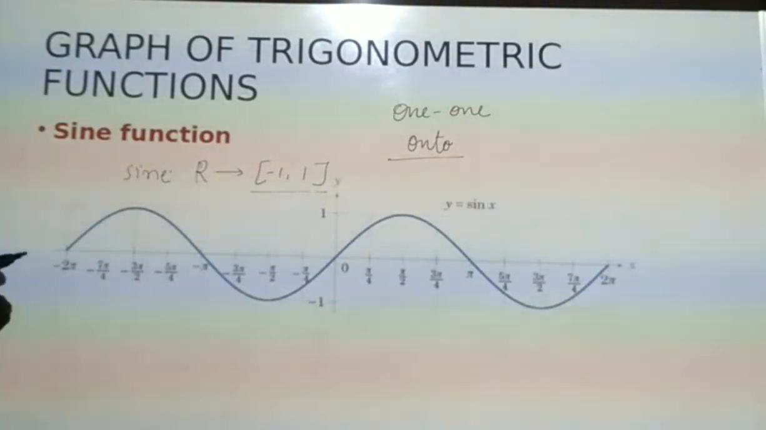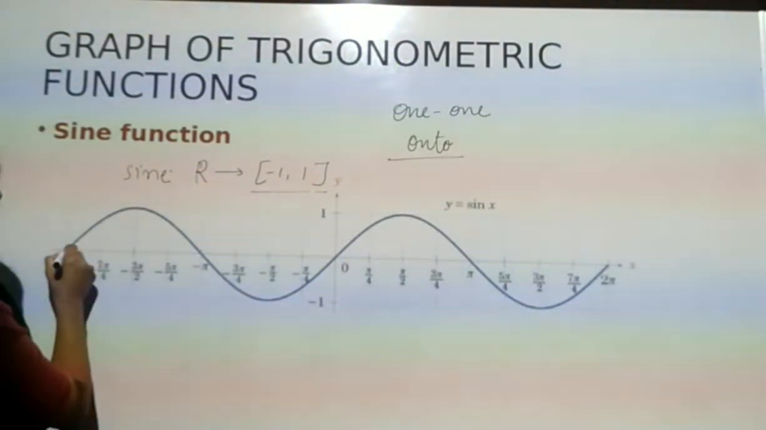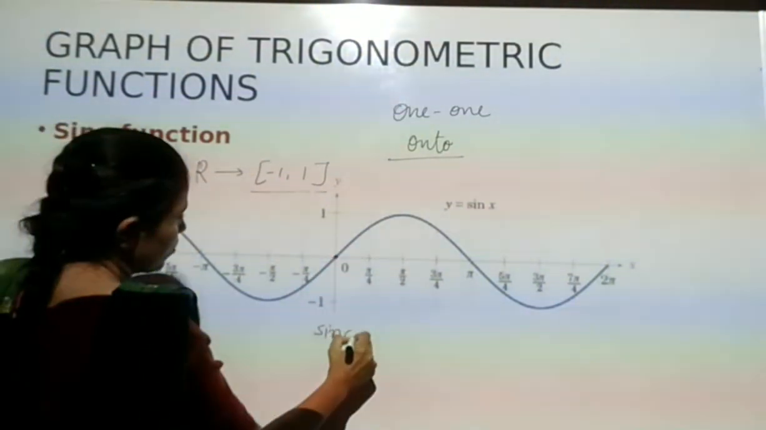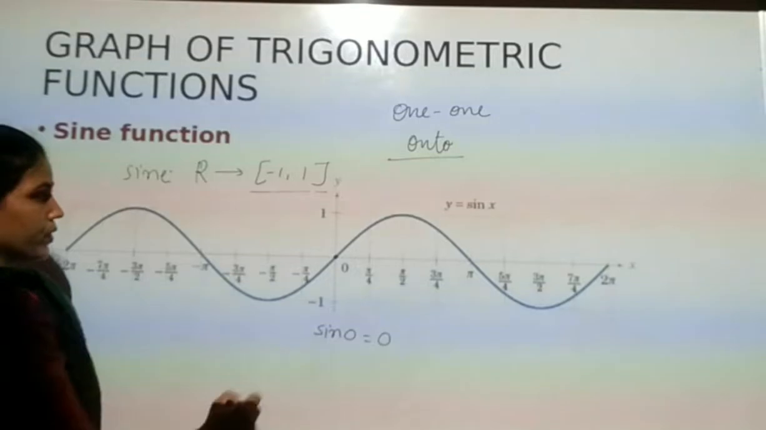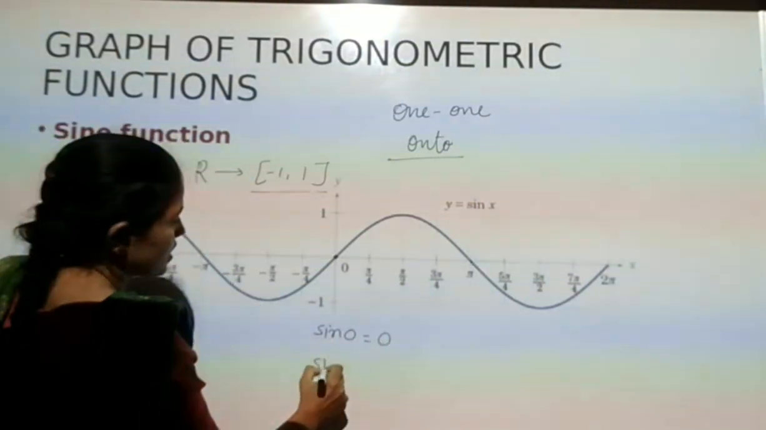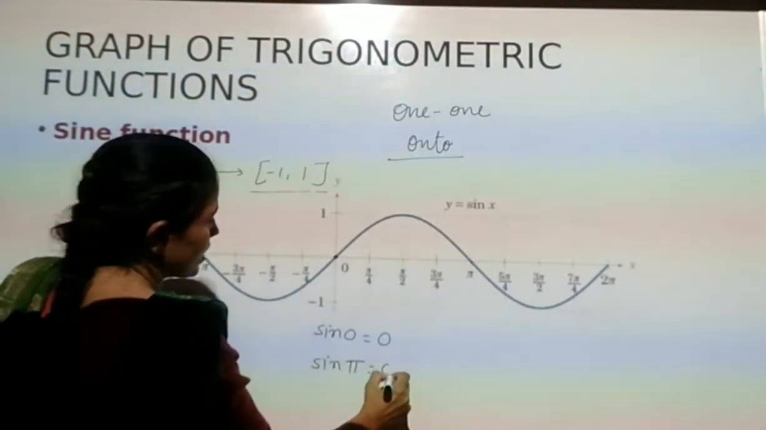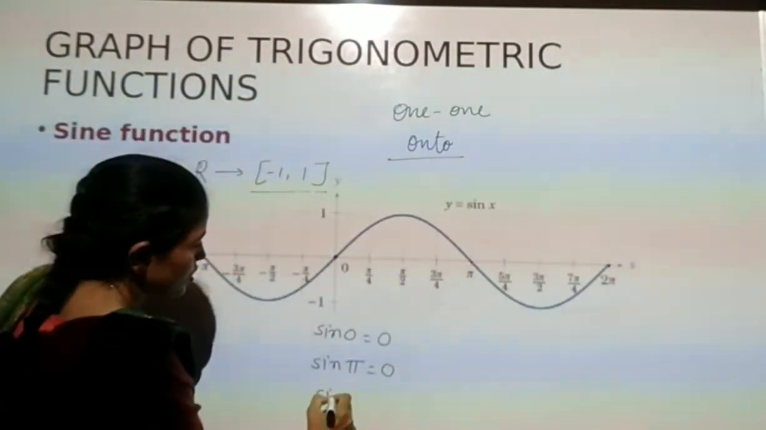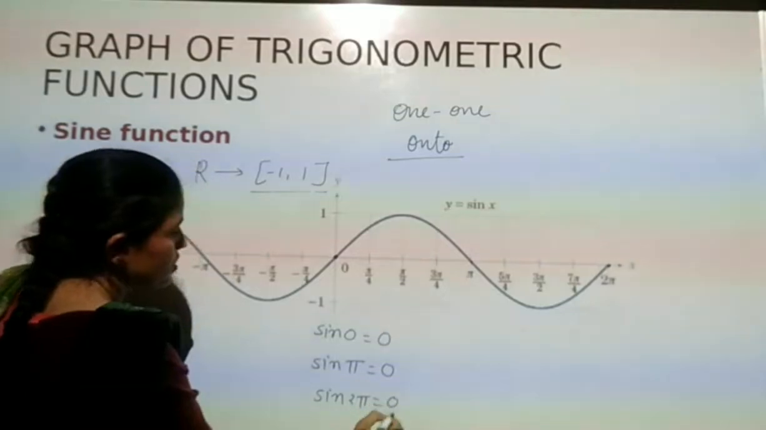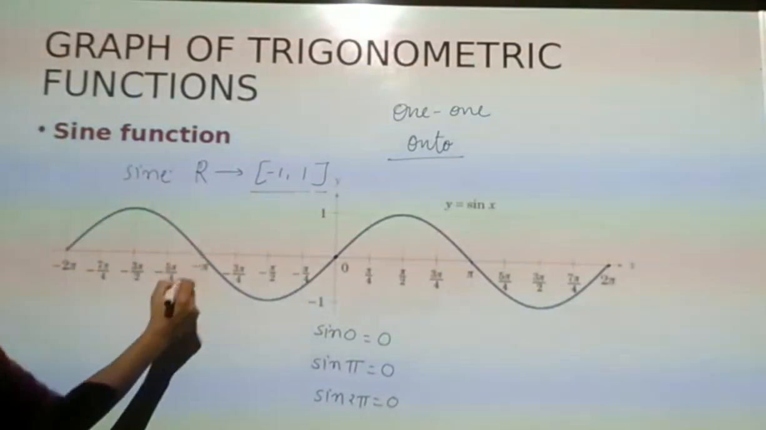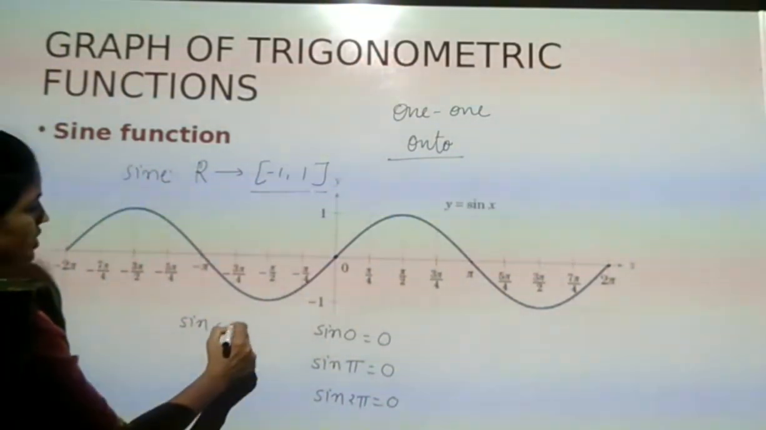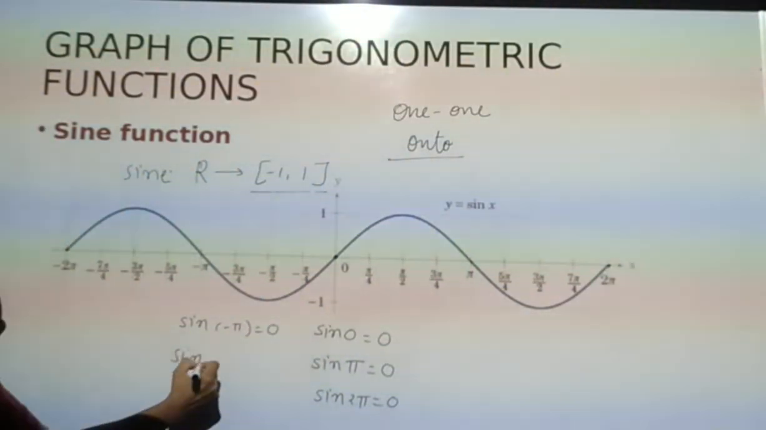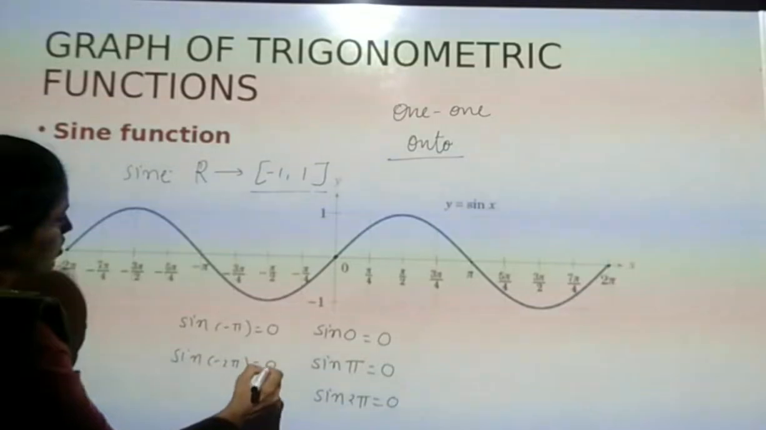Why? For this let me show the examples. Students, here you can see this. What is the meaning of this? Sin 0 is equal to 0. Then sin pi is equal to 0. Then sin 2 pi is equal to 0. Then sin minus pi is equal to sin minus 2 pi is equal to 0.